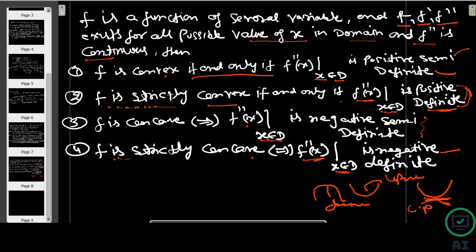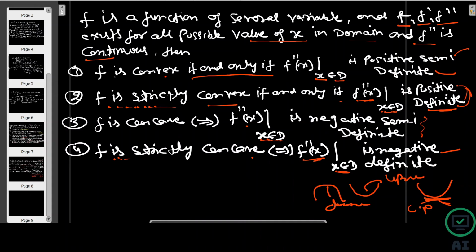So by these four conditions we can identify whether f is a convex function, strictly convex, concave, or strictly concave. By identifying the convex and concave function, we can conclude that the function at a stationary point will achieve either global maxima or global minima. In case of convex or strictly convex, it will achieve global minima. In case of strictly concave, it will achieve global maxima.